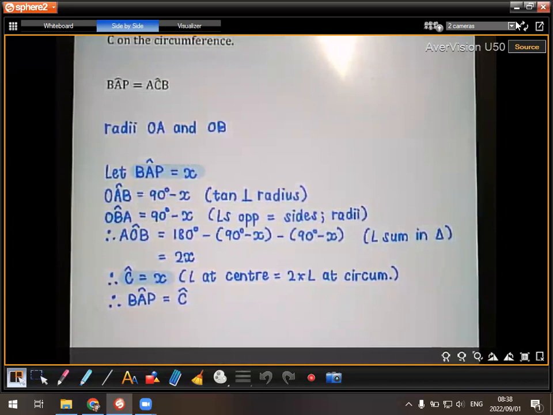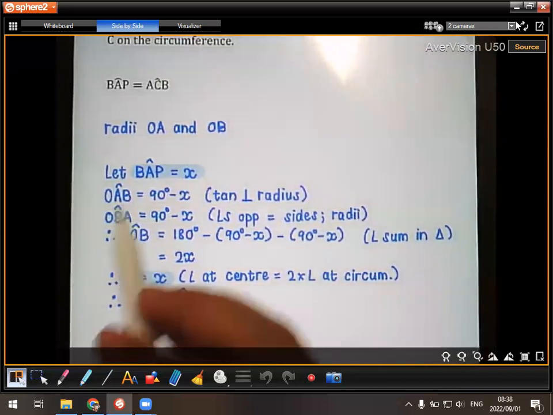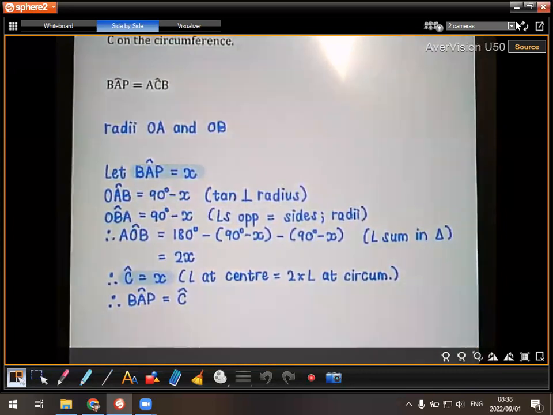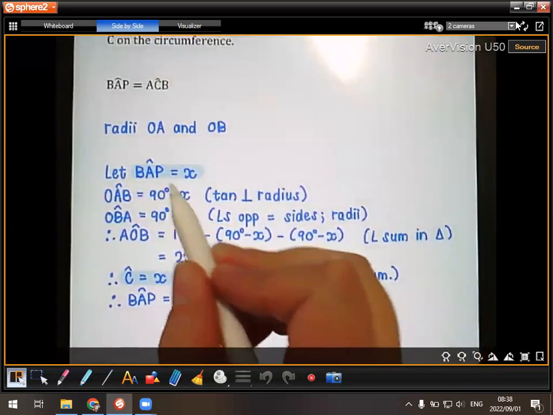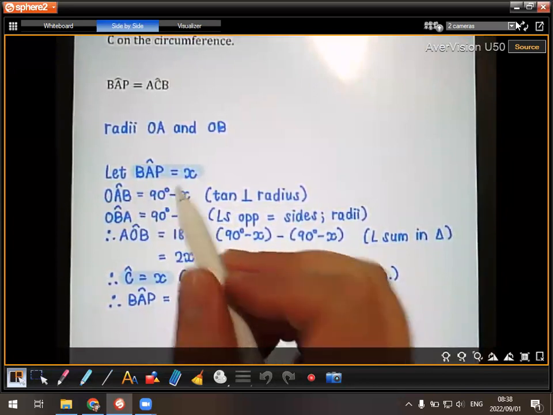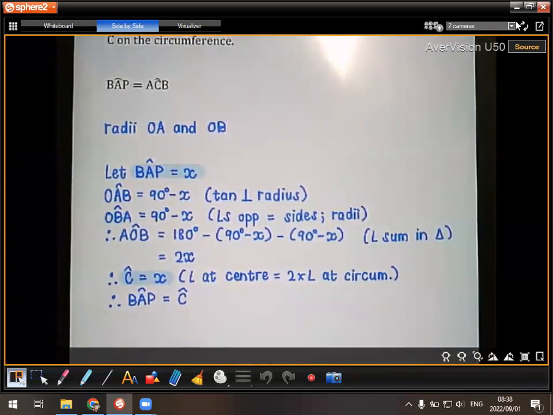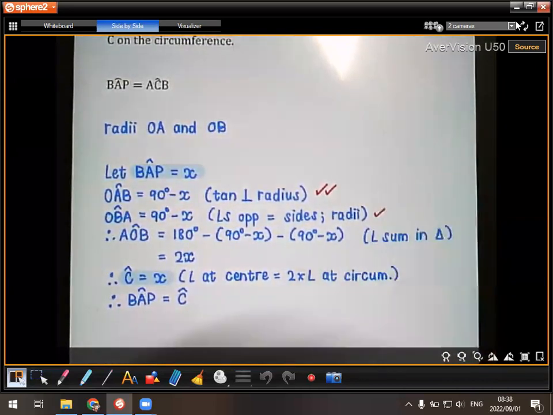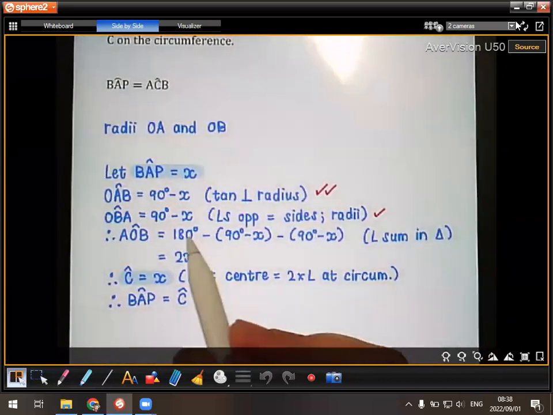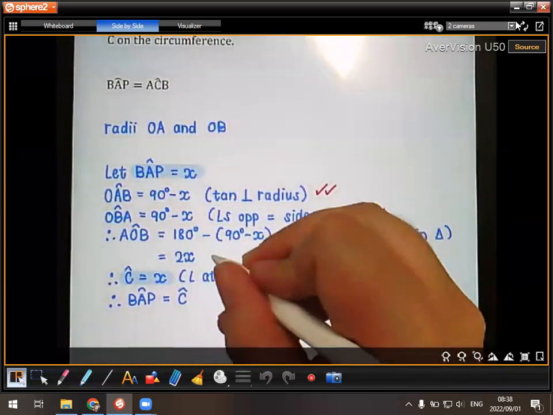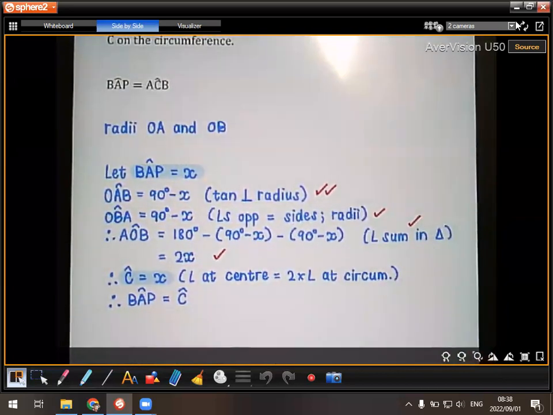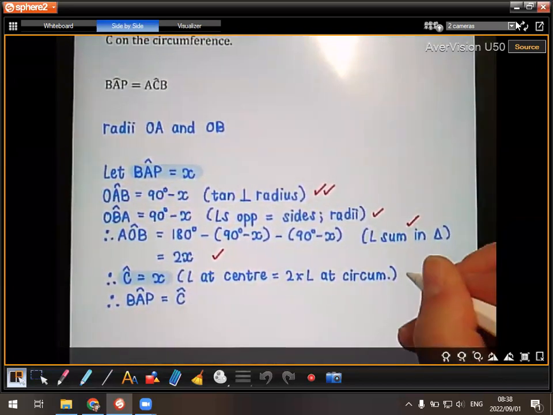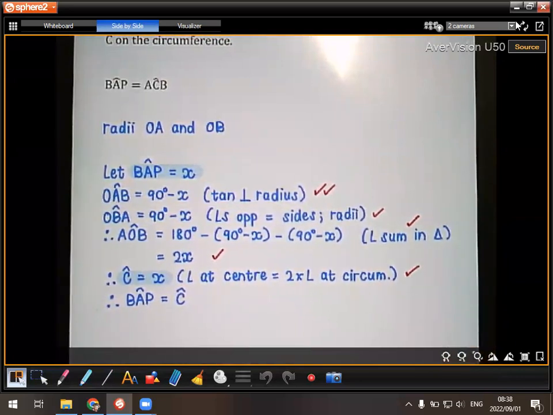Okay, this is going to be like a five mark proof. Maybe a six mark proof actually, because you did two things in one when you got OAB, right? We knew that it was 90 degrees and then we minus the x. So this line would probably be worth two marks. Then you'll get one mark for the next line. You get a mark for minus in here and ending up with 2x and a mark for that reason. And then the last mark will be for that last one.